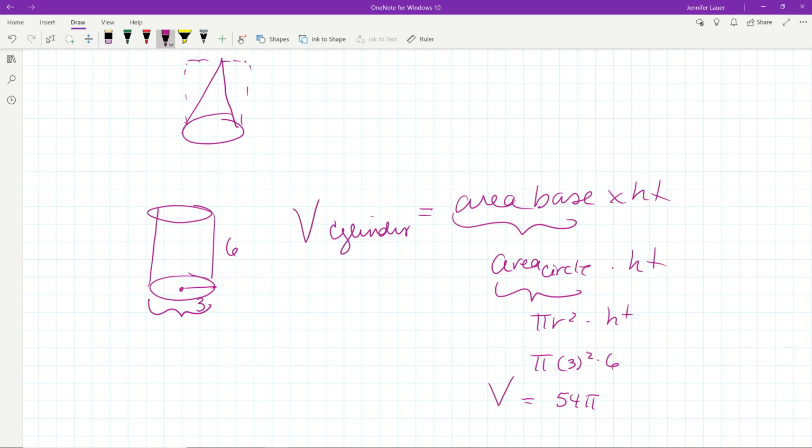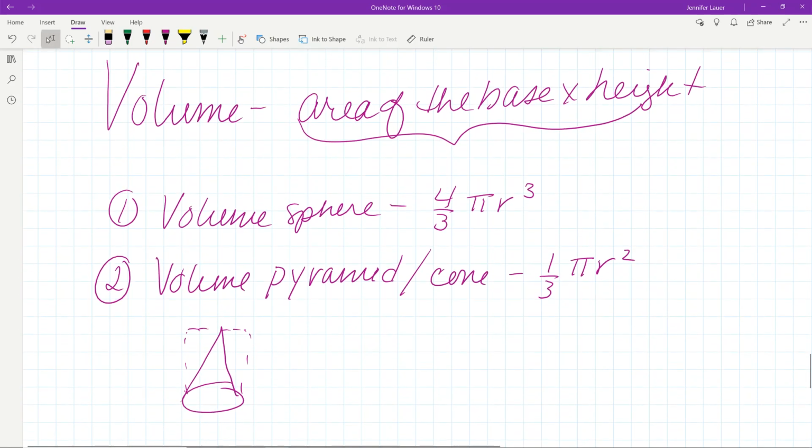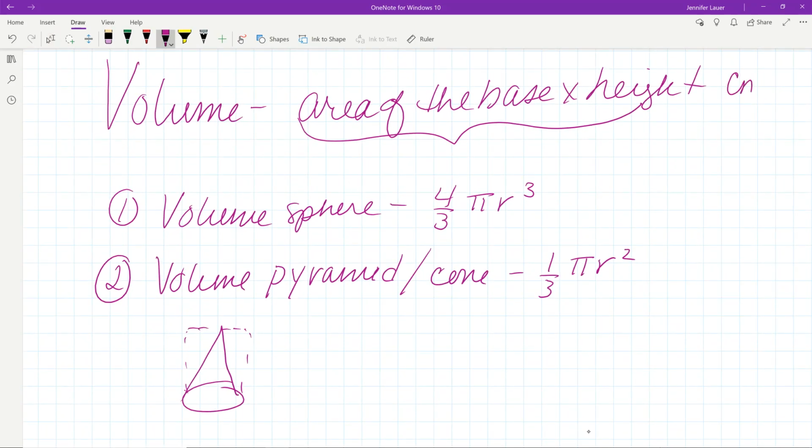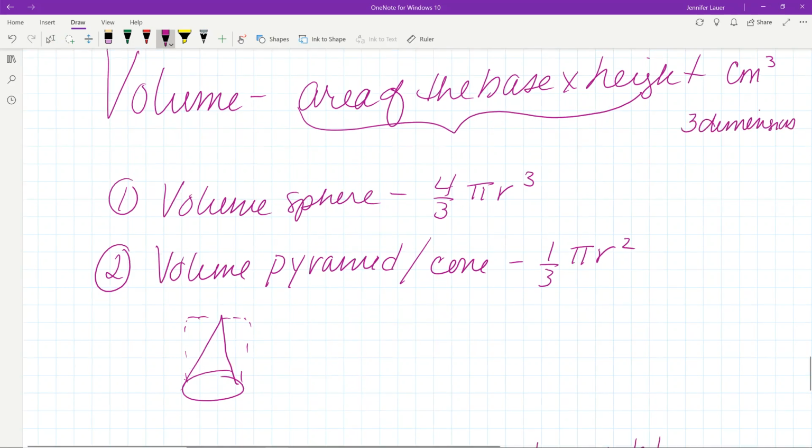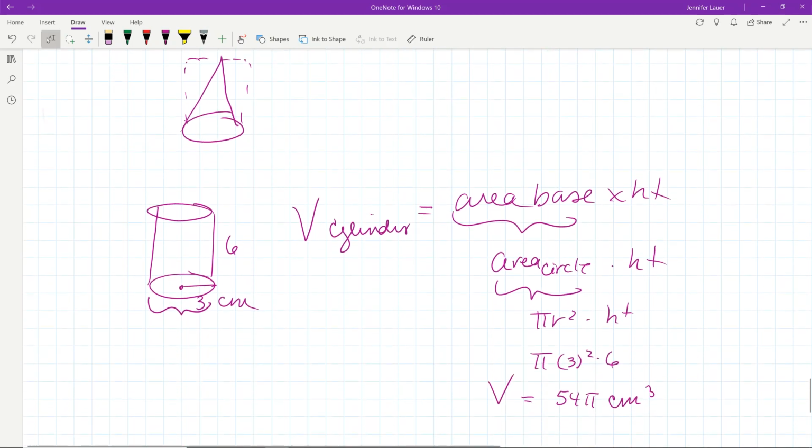And again, volume is 3 dimensions. So whatever we're dealing with, like let's say this is centimeters, it's going to be centimeters cubed. So for volume, it's the area of the base times height. It will always be a cubic unit, whatever it is, because it's 3 dimensions.